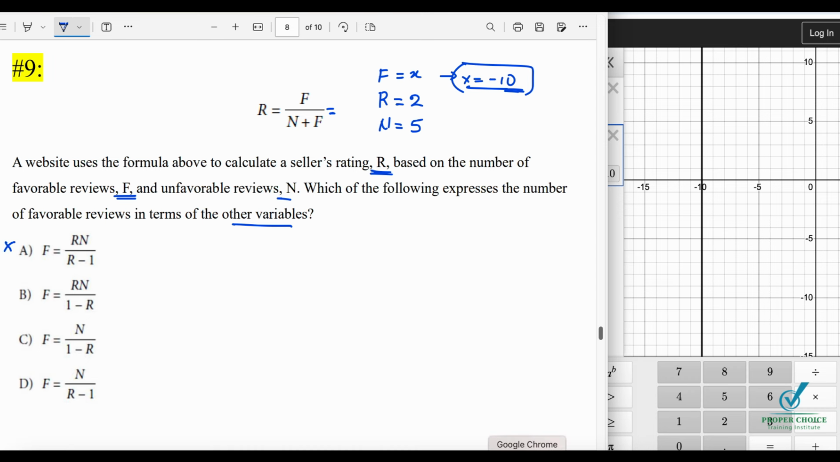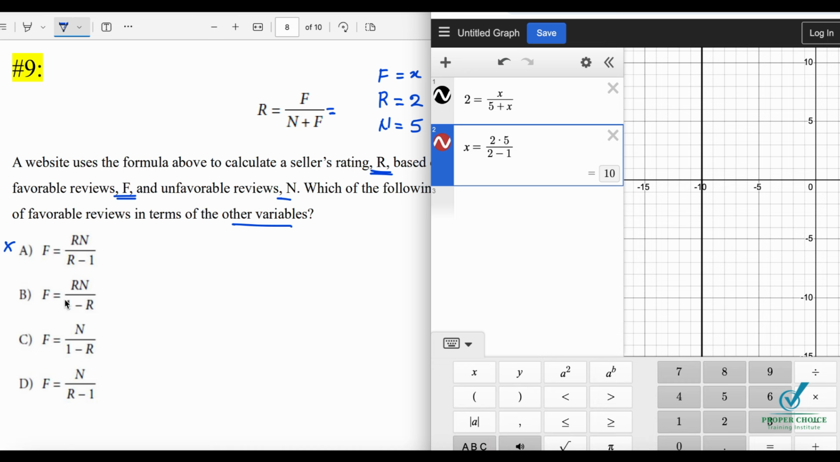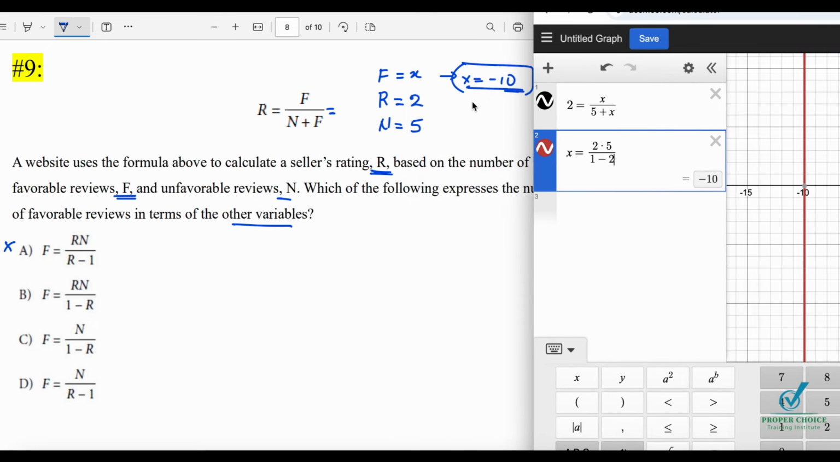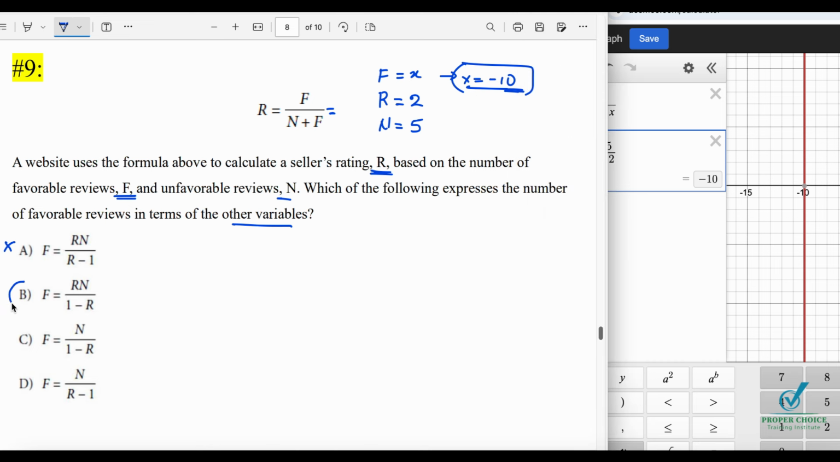Next, go to the next option. You can just change it. Option B says rn divided by 1 minus r, that is, you can type it as 1 minus 2. I am getting the answer as negative 10. Yes, whatever answer I got by substituting these values, the same answer is given by option B. So this is the answer.